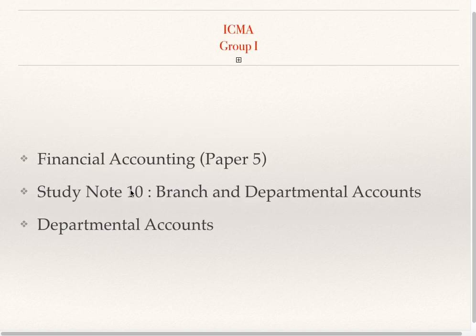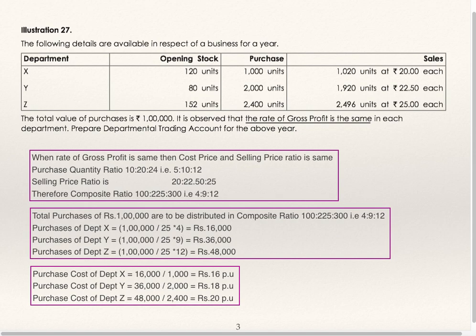Go to study note number 10, branch and departmental accounts. I will be discussing departmental accounts. Go to illustration 27. The following details are available in respect of a business for a year.